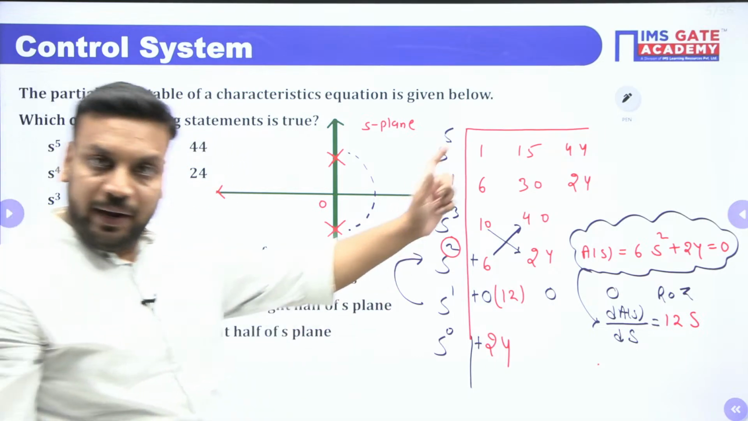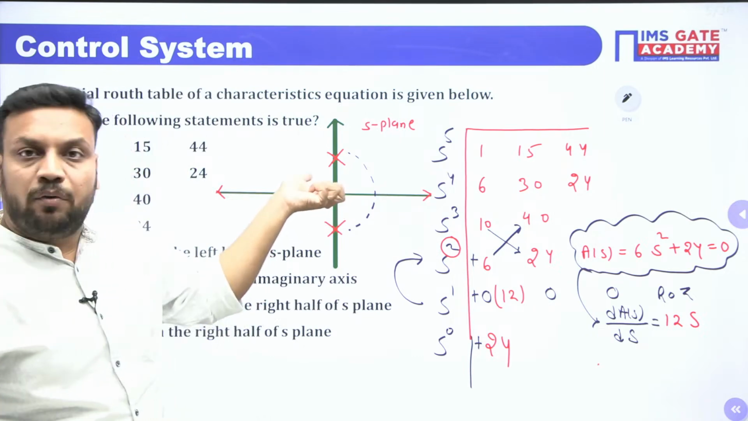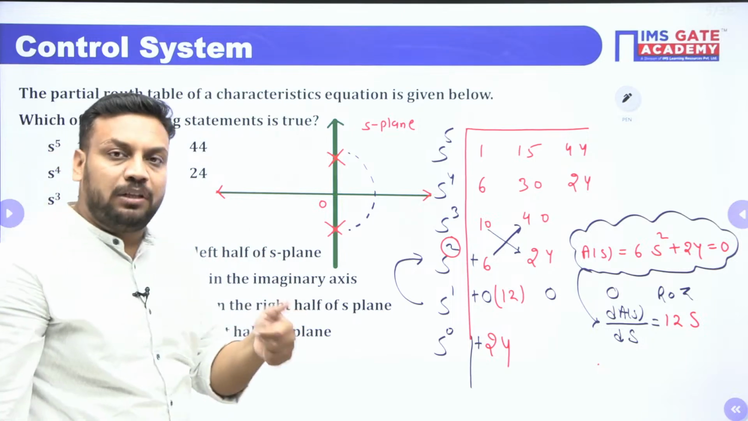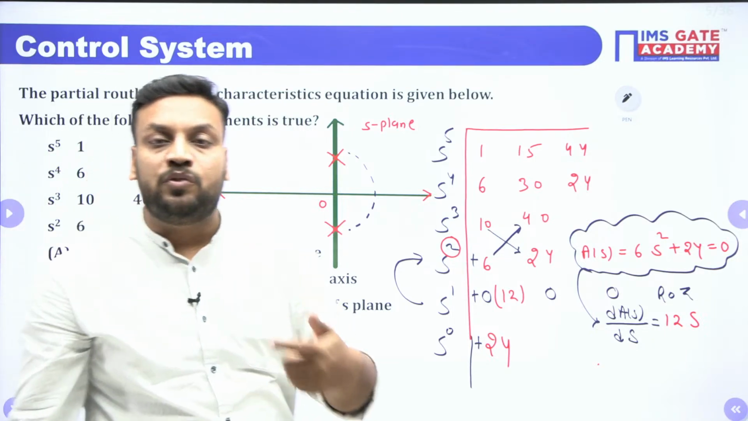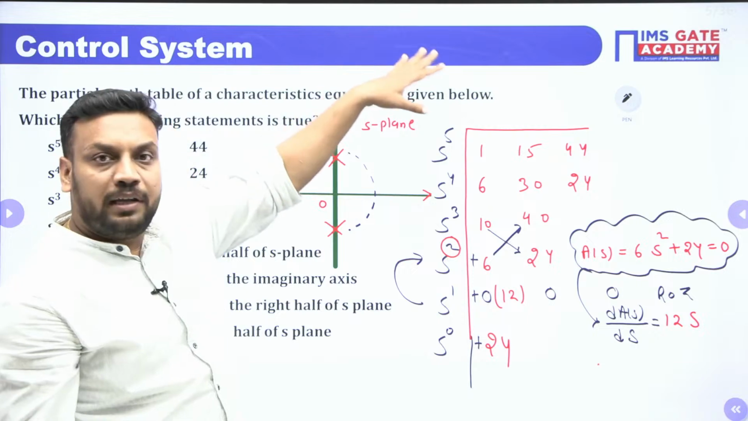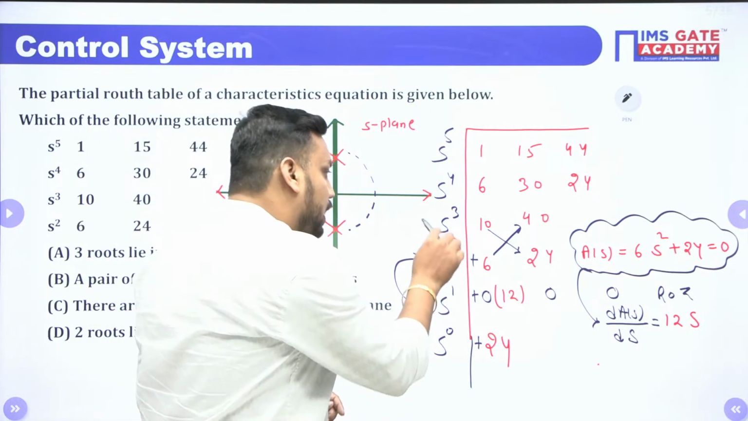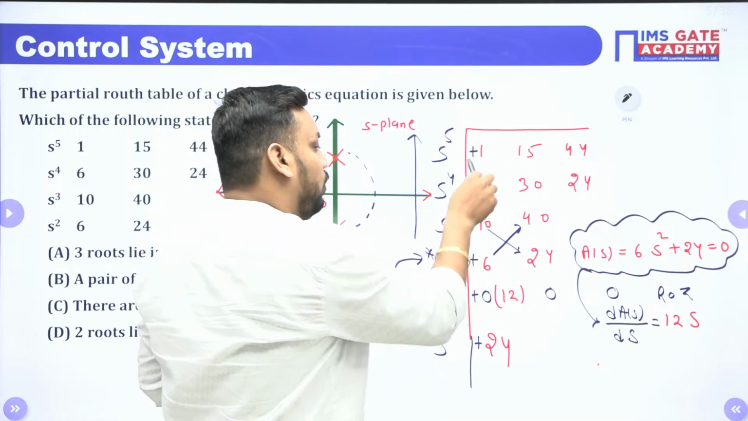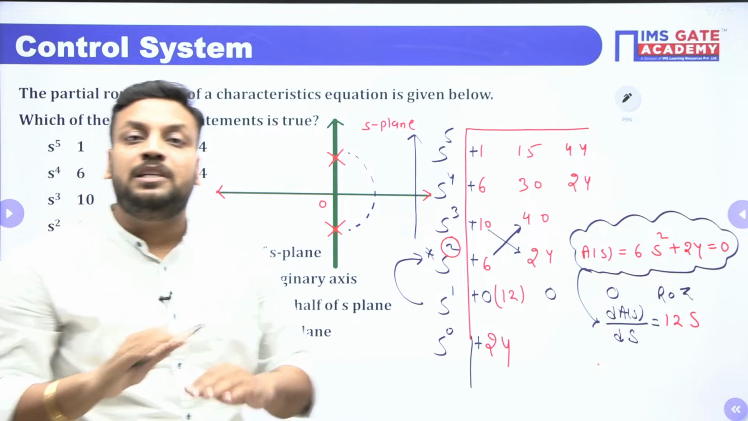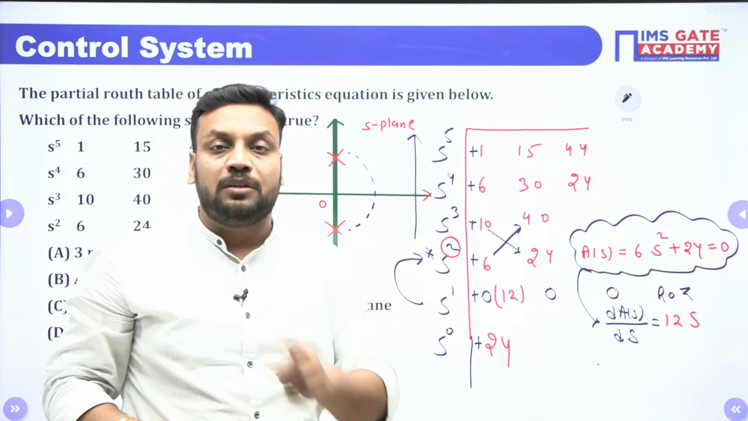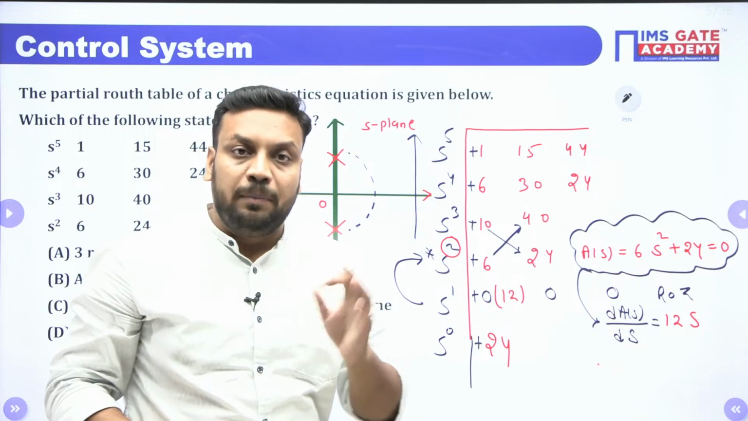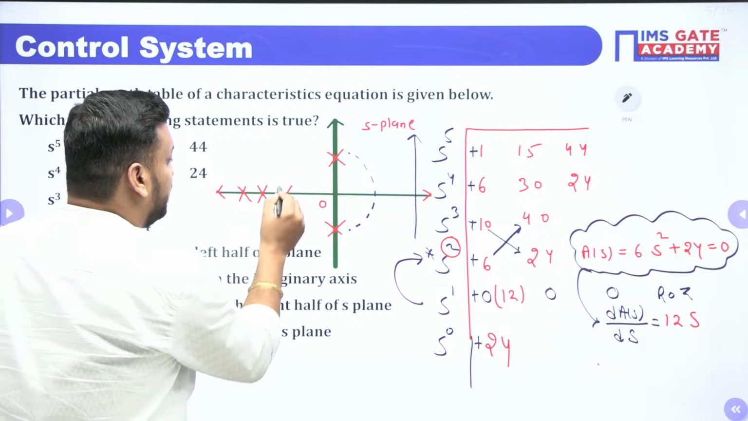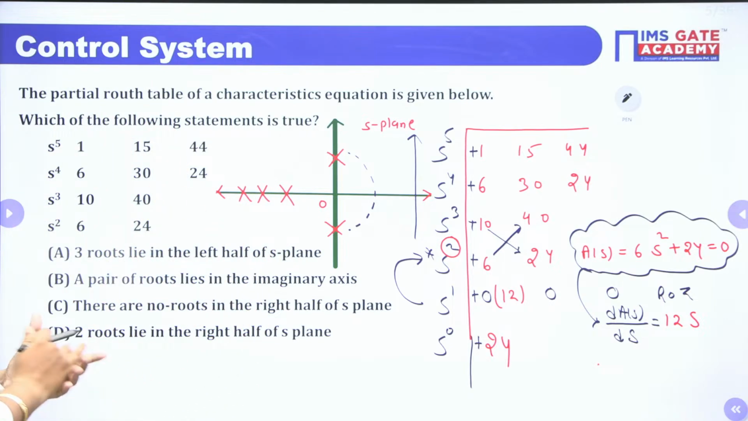Now out of 5 roots, 2 roots we have already placed on the imaginary axis. The third step says we have to observe the number of sign changes above the auxiliary equation. Here all are plus, so no sign change. It means no further roots lie in the RHS, so all the remaining 3 roots must be present in the LHS. So this can be the location of poles.